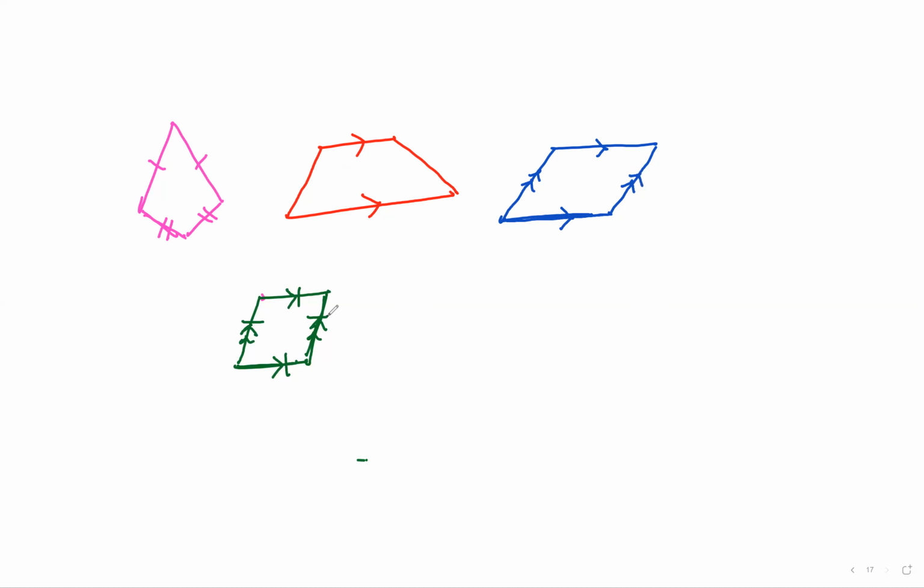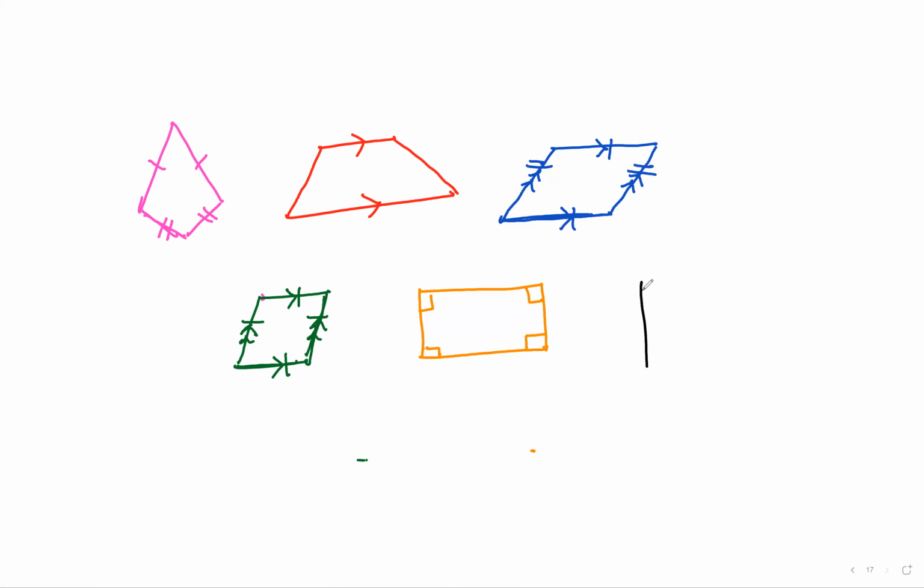But in a parallelogram only opposite sides are parallel to each other. Understood, my dear students? And sorry, parallel and equal. And the next one is the rectangle. So in this rectangle, you have 90 degrees. Same as a parallelogram, but the only thing is the angles are 90 degrees.